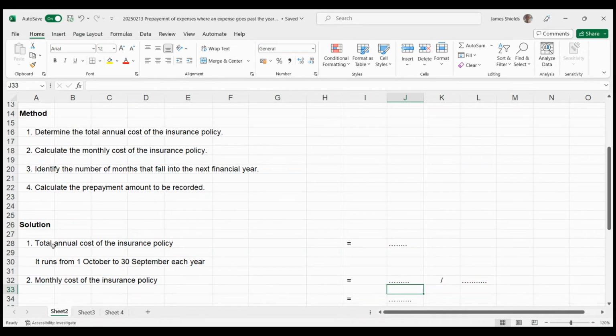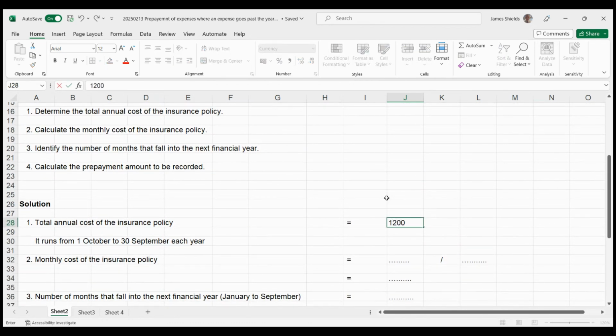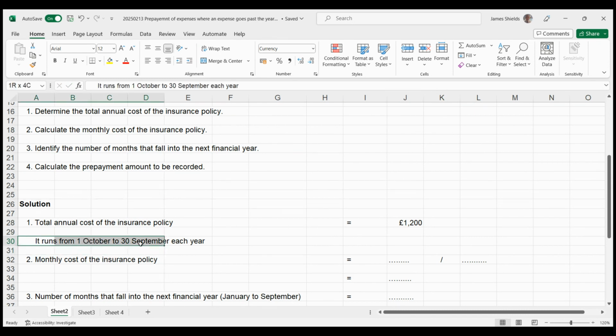So solution number one, total cost of the insurance policy. If we go back to the question, that was £1,200. I've just mentioned here, a little note, it runs from the 1st of October to the 30th of September each year. So October one year to the end of September the following year.